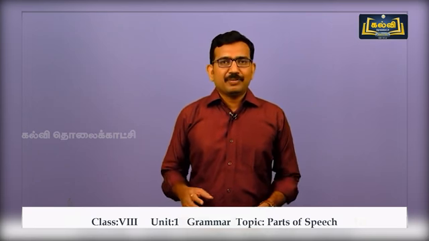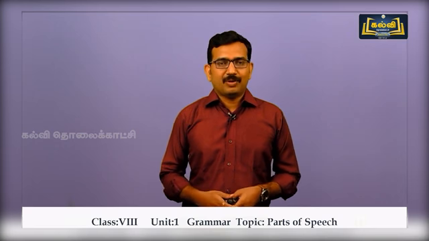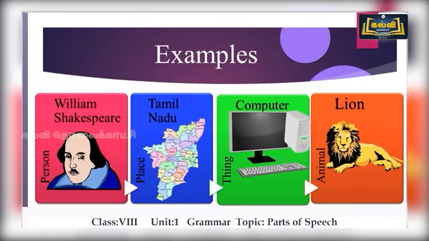See, I'm going to give you some more examples for nouns. For a person, we have an example, William Shakespeare. For the place, I have given you the map of Tamil Nadu. For the thing, I have shown you a picture of a computer. For the animal, you can see a lion in the example.